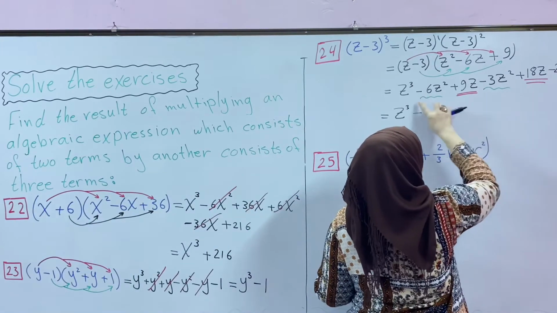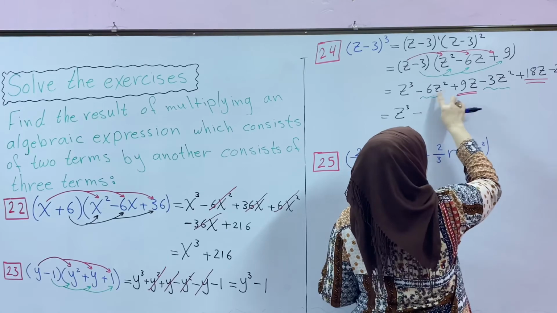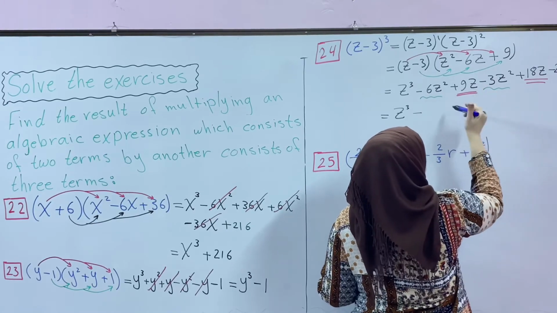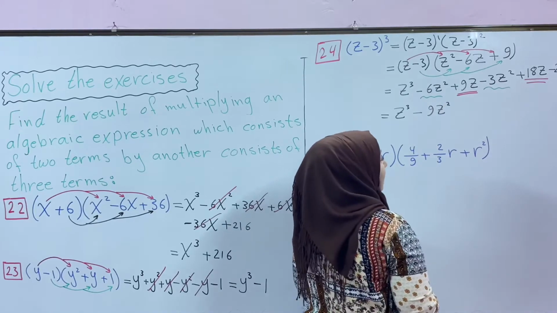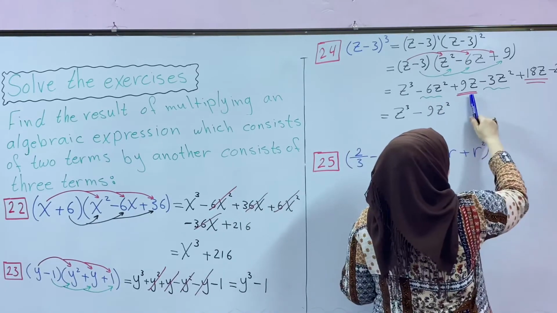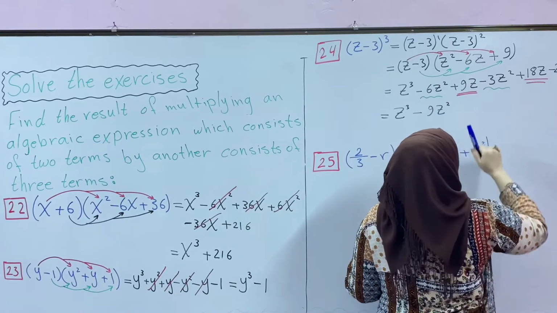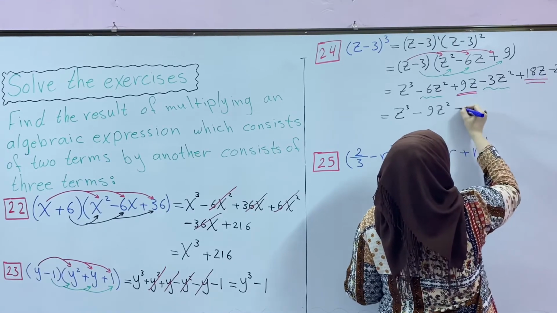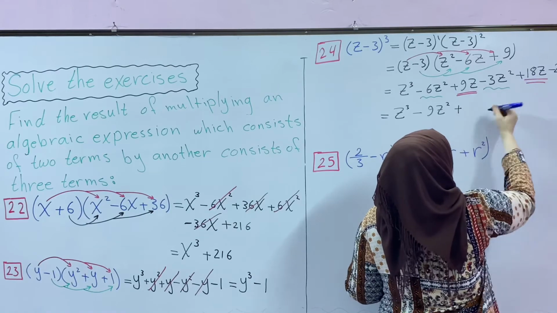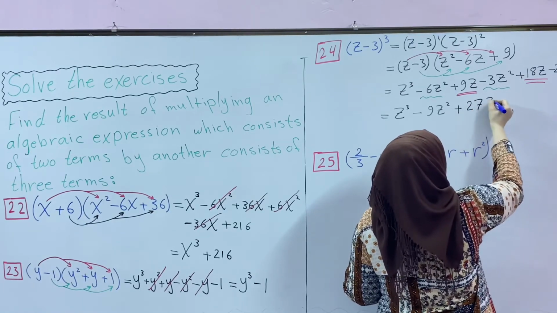أنزل الإشارة، إشارات مشابهة، أنزل الإشارة والعملية جمع. 6 plus 3 is 9z squared. And now we will take these two terms. Positive 9z plus 18z will be positive 9 plus 18, 27z.